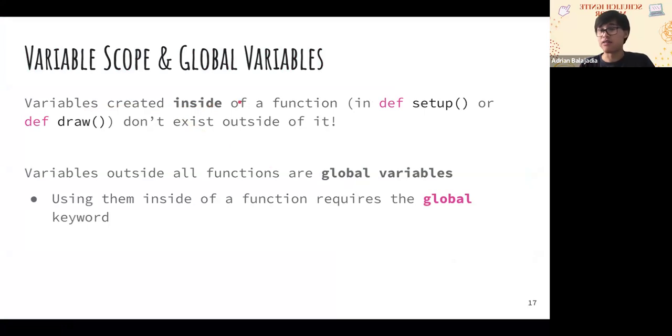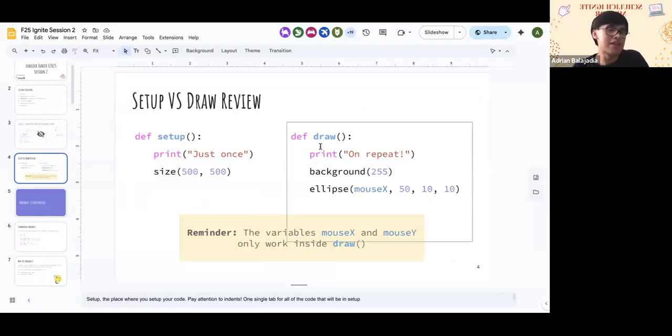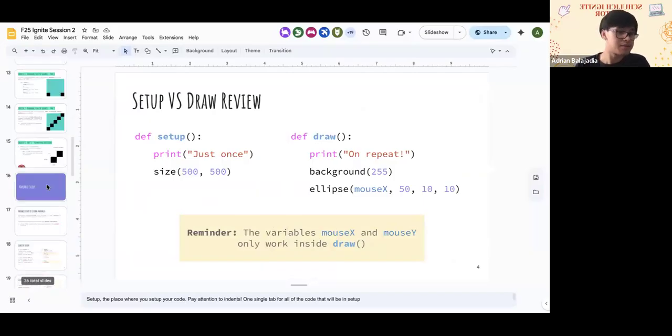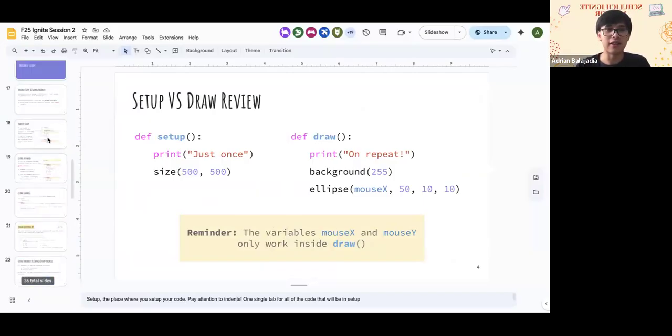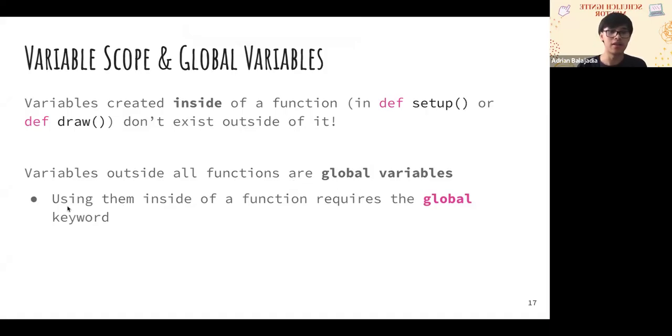Variables created inside a function, like in def setup or def draw, don't exist outside of it. One example that mimics this behavior is mouse X and Y, because they only work inside of draw, so they're limited in scope. That's the terminology. Variables created inside can't exist outside of it, but variables created outside of all functions are called global variables, and using them inside of a function requires the global keyword.